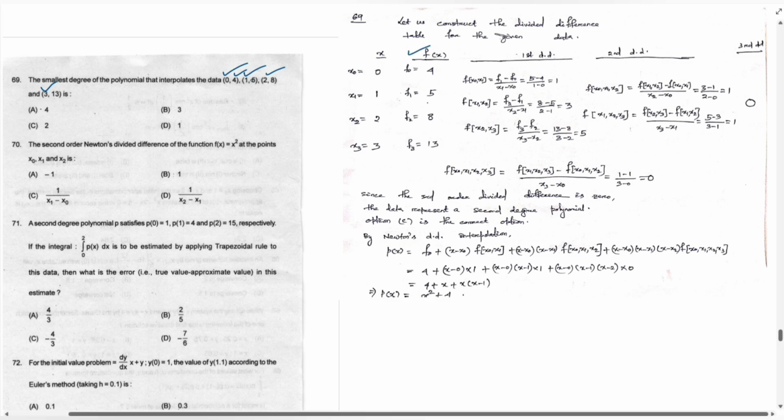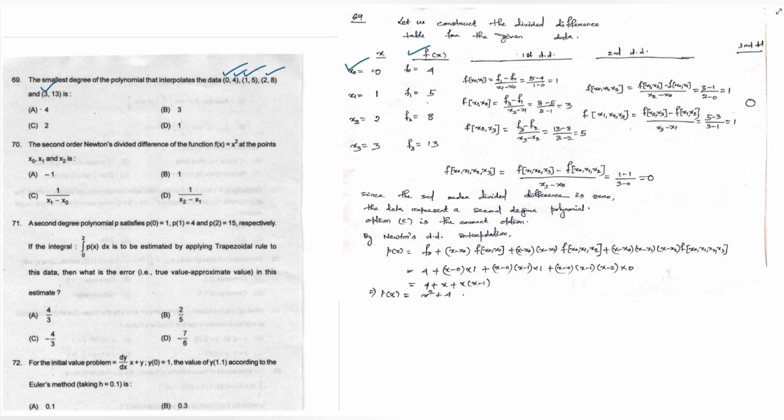As you can see here, our first value is 0 for x, so we use x0 to denote that. So x0 equal to 0, x1 equal to 1, x2 equal to 2 and x3 equal to 3. Similarly, f0 means the corresponding function value, that is f of 0. So f0 is 4, f1 is 5, f2 is 8 and f3 is 13.